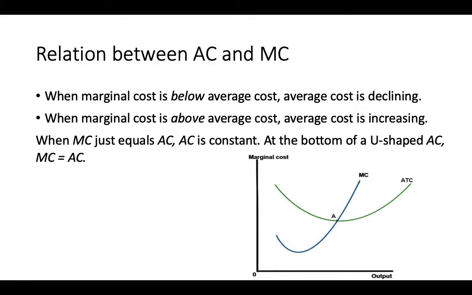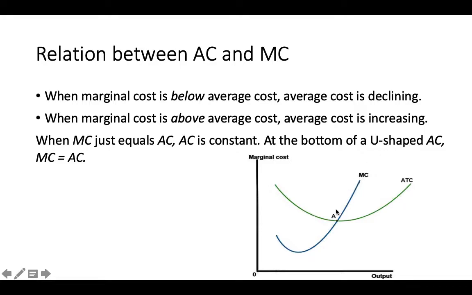Now, the point where marginal cost curve intersects the average cost, we will define this point as the equilibrium or cost minimization point. Now, when the marginal cost is below average cost, let's say somewhere over here, average cost is declining, as we can see. And when marginal cost is above the average cost, this is marginal cost and it is above the average cost, average cost is increasing.